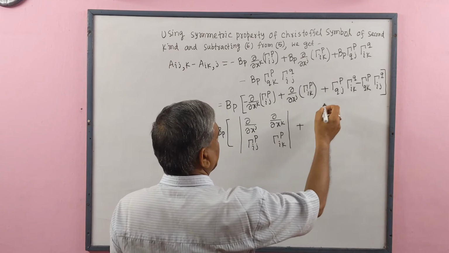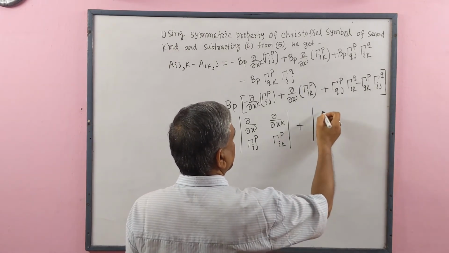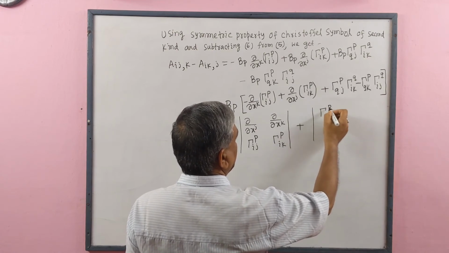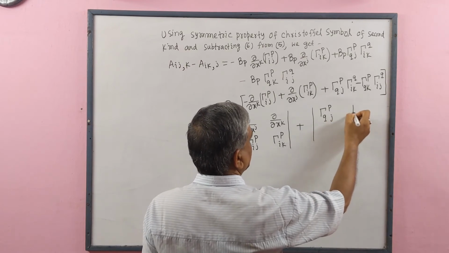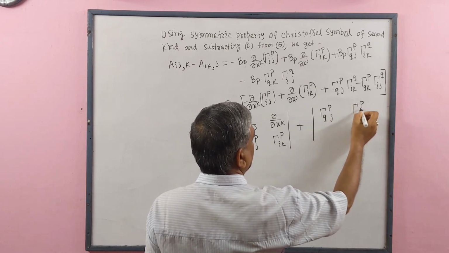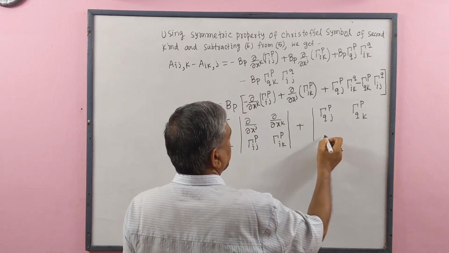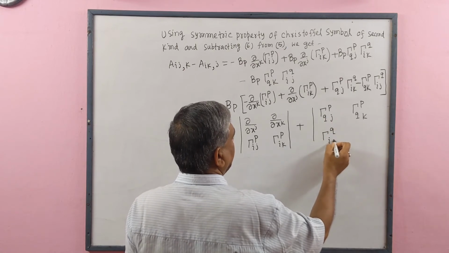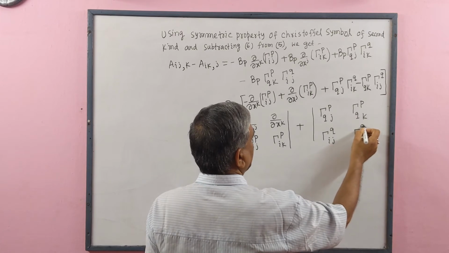plus we may also write this in determinant form, Christopher symbols second kind p qj, Christopher symbol second kind p qk, Christopher symbol second kind qij, Christopher symbol second kind qik.